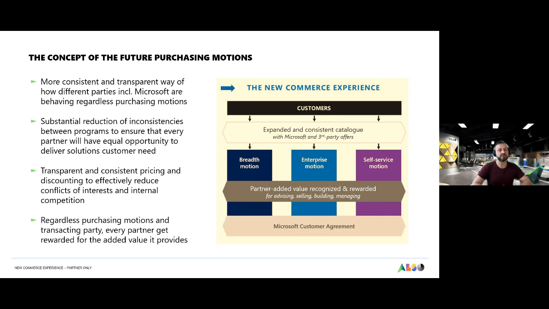So Microsoft is now shifting the purchasing motions to make it simpler for everybody to transact and understand where we are, by creating three purchasing motions. That's the breadth motion, or the SMB motion, or CSP motion, basically. That's the enterprise motion, or enterprise agreement motion, for the larger partners, and the self-serve motion, or direct web motion, the Microsoft website, basically, where customers can make a direct purchase.